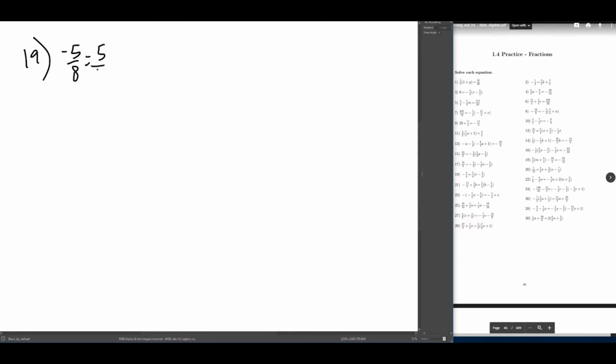All right, 19. Minus 5 over 8 equals 5 over 4r minus 3 over 2 in brackets. That's the problem, right?